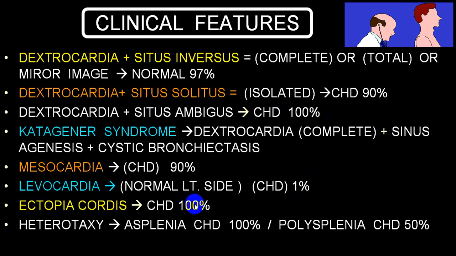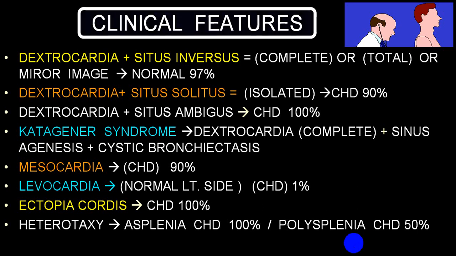Ectopia cordis, 100%. Heterotaxy in dextro position or asplenia variety, where the stomach is on the right side and there is absence of spleen, the chance of congenital heart disease is 100%. But if there is a levo position of the stomach, polysplenia is common and the congenital heart disease incidence is only 50%. So this is roughly what you can come across in a clinical picture.